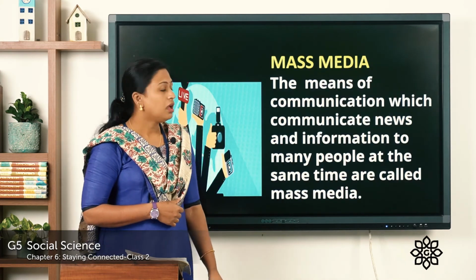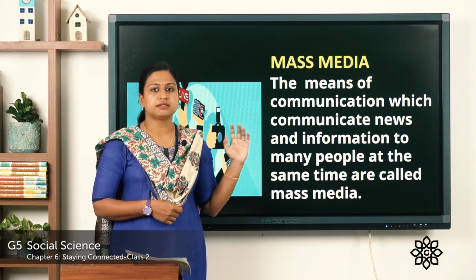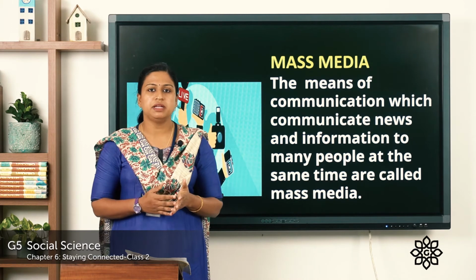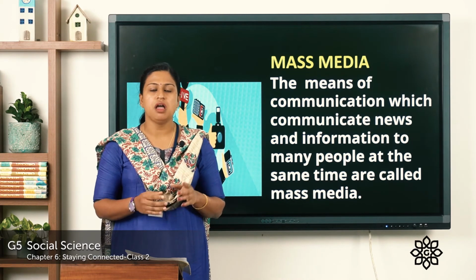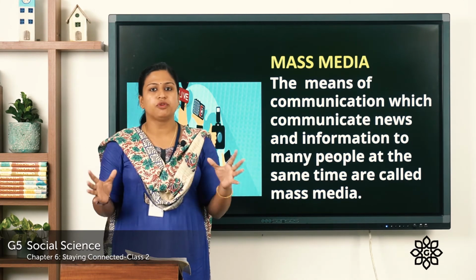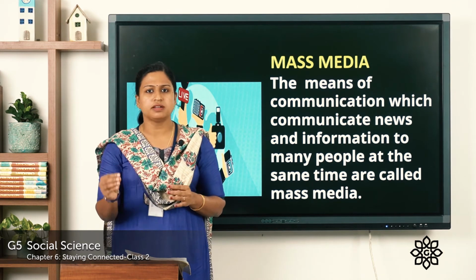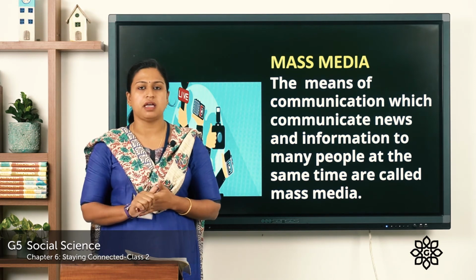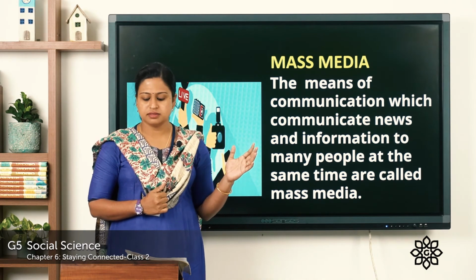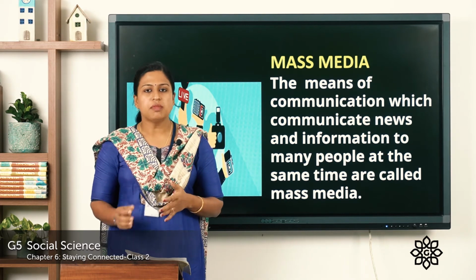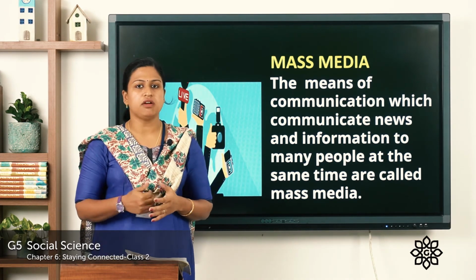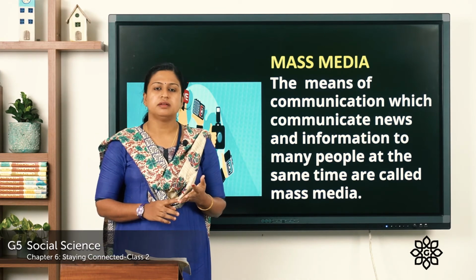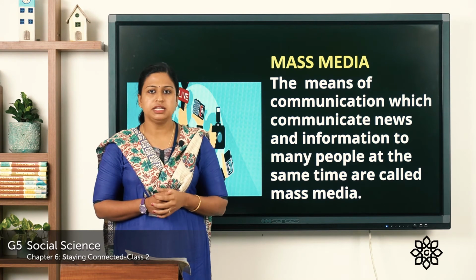The next means of communication is mass media. So what do you understand by mass media? Mass media is the communication of information from a person or a group of persons or from an organization to a large group of people at the same time. That's the definition of mass media. In mass media, we have different means. They are newspapers, magazines, television, radio and internet.